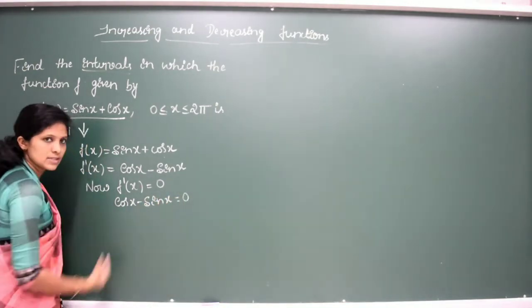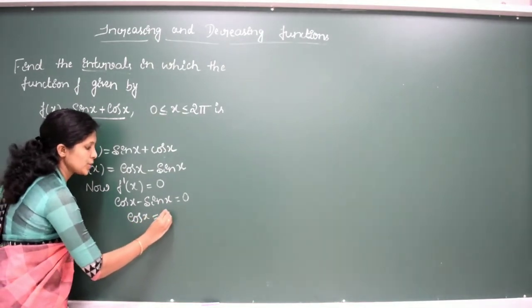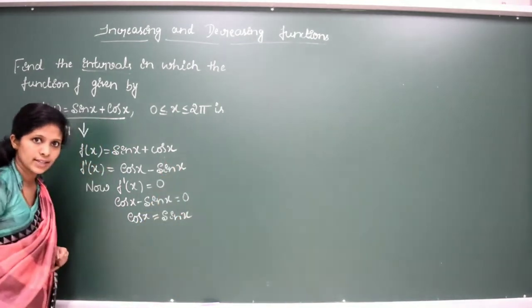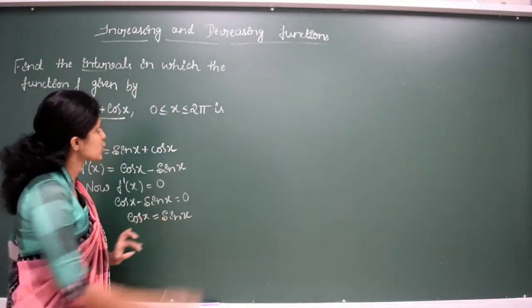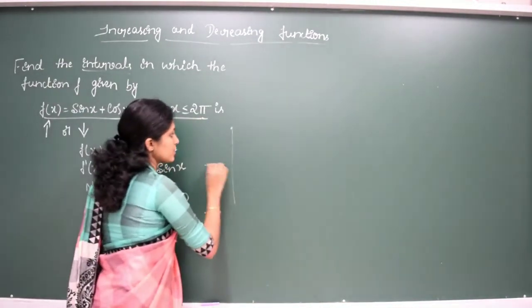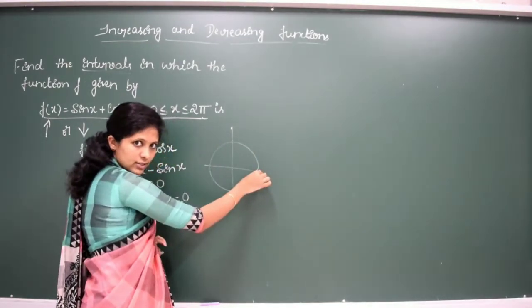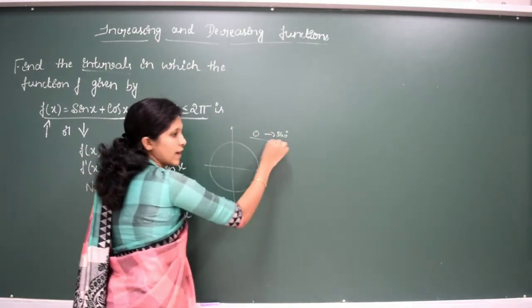Now cos x minus sin x is equal to 0 means the value of cos x should be equal to sin x. So clear? Cos x should be equal to sin x. Now we have to find the possible values of x, but it should be in the interval 0 to 2 pi. Is it clear? The value of x belongs to 0 to 2 pi. Here 0 to 2 pi is there, right? 0 to 360 degrees.